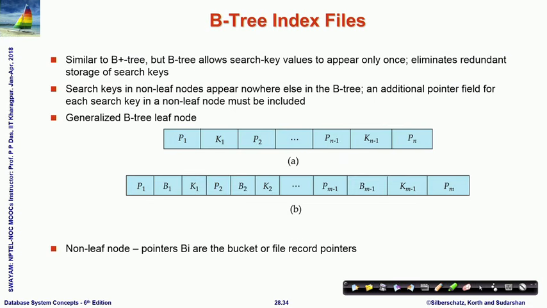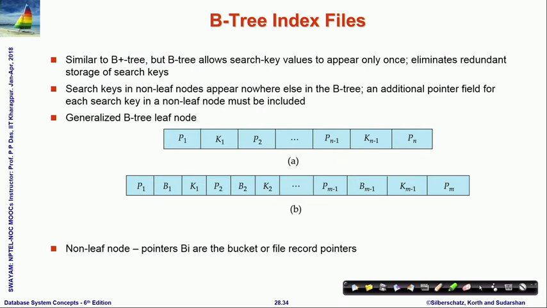Next, let us take a quick look at the B tree index file, which is another alternate possibility. The basic difference between a B plus tree and a B tree is that a B tree allows search key values to appear only once. If you remember, in the B plus tree your search key values which occur in an internal node keep on occurring at multiple node levels also. B tree does not allow that. The search key in non-leaf nodes appears nowhere else in the B tree.